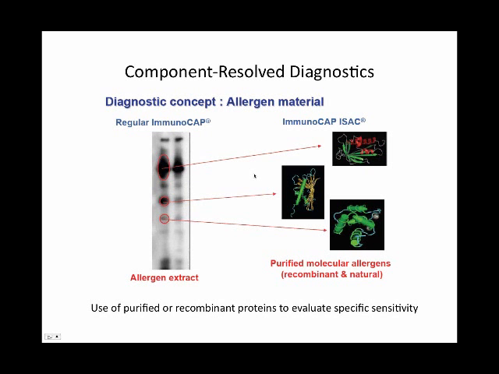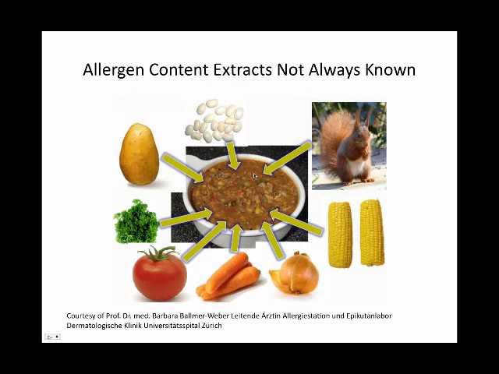And if you're really expecting a beef stew, and it turns out you've got Brunswick stew, you've got a completely different dish. So this slide is actually courtesy of Barbara Vollmer-Weber. It shows you, unless you actually look at what's in your extract, you really can't tell what you're testing and treating.